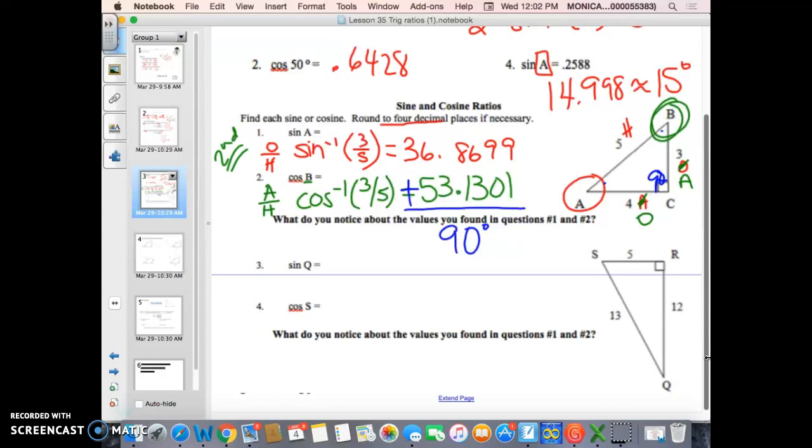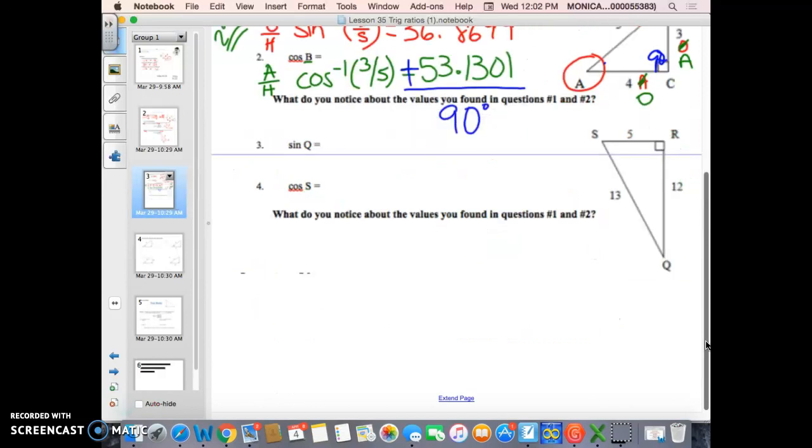Okay. Try 3 and 4 on your own. So go ahead and pause the video at this moment. Try 3 and 4 on your own and then come back and check to see that you did it correctly.